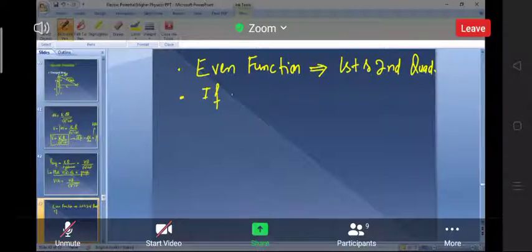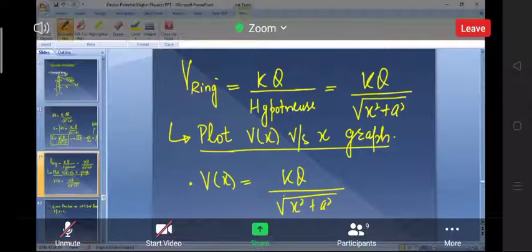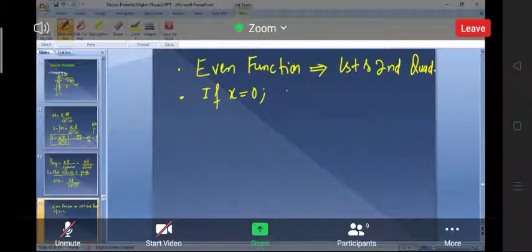If x is equal to 0, what's the electrostatic potential? Now look, beta. At the center point, is the electrostatic potential 0 or not equal to 0? The electrostatic field, we know, is equal to 0, but the potential is not equal to 0. Because when x is substituted as 0, 0 square plus a square is simply a square, and the root of a square is a. So the potential at the center point is v equal to kq divided by a, where a is the radius. And this potential is the v max, the maximum potential.